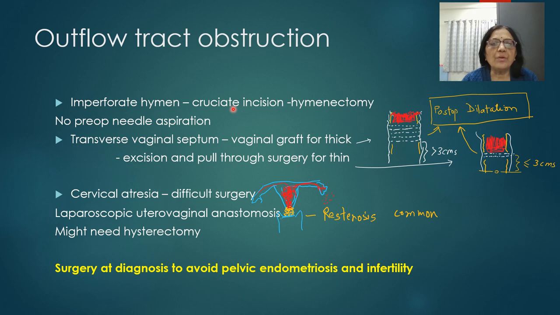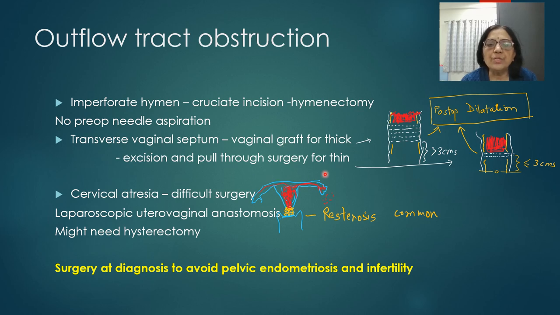If there is outflow tract obstruction in imperforate hymen, what is needed is a hymenectomy. No preoperative needle aspiration should be tried, because it will otherwise convert a hematocolpus into a pyocolpus by introduction of infection. If it is a transverse vaginal septum, and it is a thick septum and the distance from the septum to the introitus is more than 3 cm, then what is required is again a vaginal graft, like we do for neovagina creation or vaginoplasty.